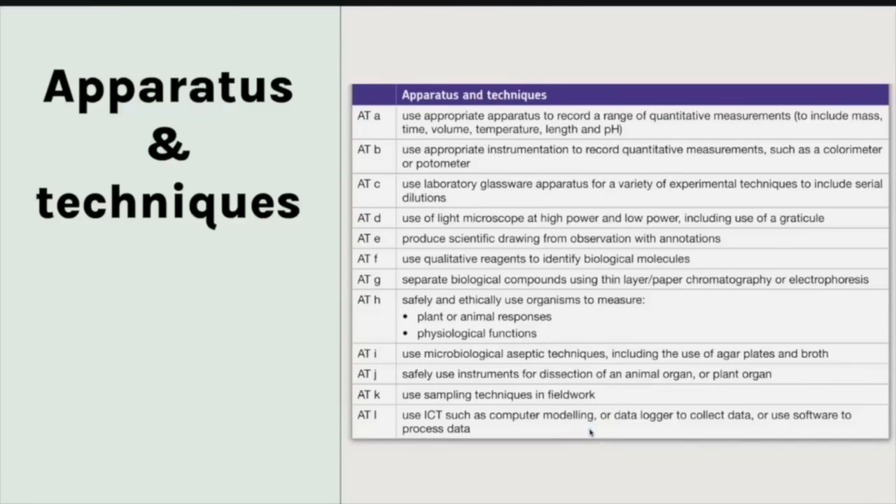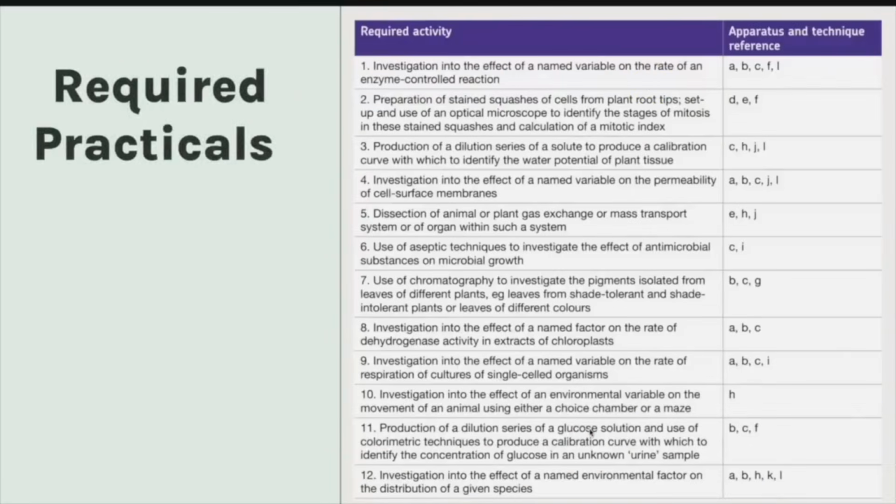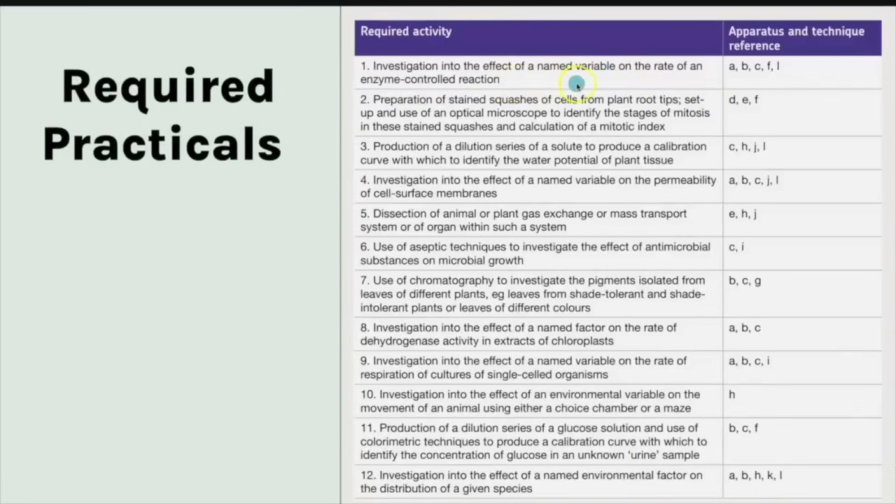So for those you can learn methods, but for required practical 1, for example, there's no point learning the enzyme practical method that you used, because there's no set method linked to this, and there's no set techniques. It's all to do with looking at this column in the table, and this is actually found also in the practical handbook and in your specification, this table, and it tells you for all 12 required practicals, what are the apparatus and techniques that you could be tested on in the exam.